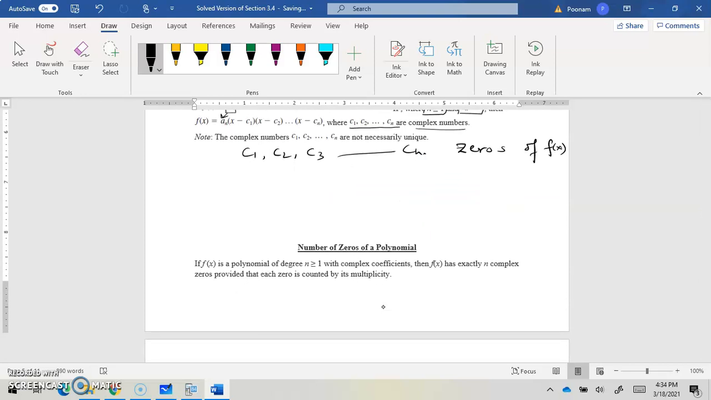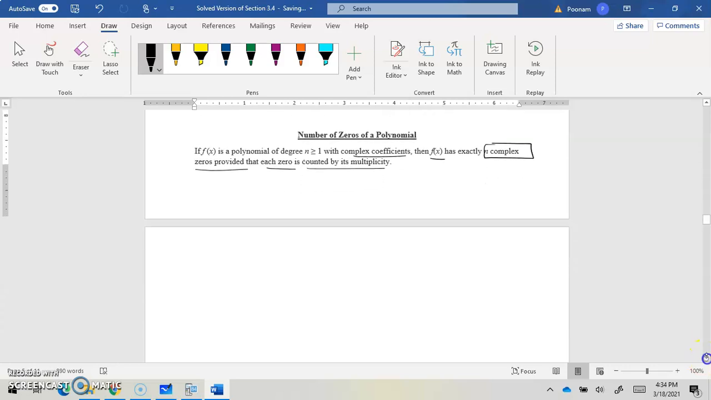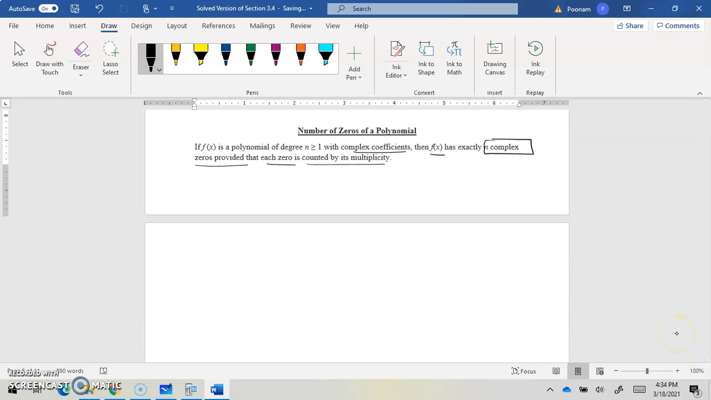Next, if f of x is a polynomial of degree n more than or equal to 1 with complex coefficients, then f of x has exactly n complex zeros, provided that each zero is counted by its multiplicity. So, how many total zeros can a function have? A polynomial function's number of zeros is given by the degree of the polynomial. So, the number of zeros of a polynomial function f of x is equal to the degree of the function.